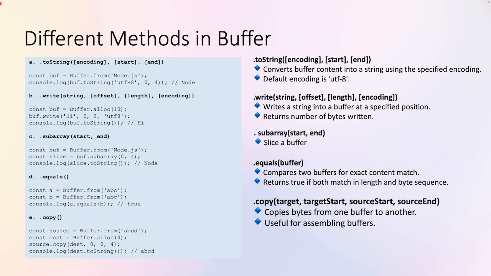So toString, we have already discussed: if I want to print the buffer values or convert the buffer to a string, I can use toString. The first parameter is the encoding, with the default being UTF-8, and then I can provide the start and end. If I provide 0 to 4 and Node.js is my string, it will return from the 0th position to the 4th position, which is node. So it will return node.